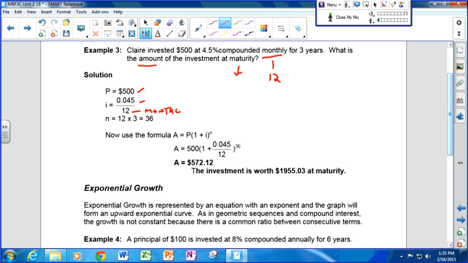Now, they calculate the n exactly the same way I do it. It's the number of compounds per year, which in this case is 12 because it's monthly, times the number of years, which is 3. And then we work that out, and it's 36 months, or 36 compounding periods, which is our n. Okay. Now they can plug all that into the formula.